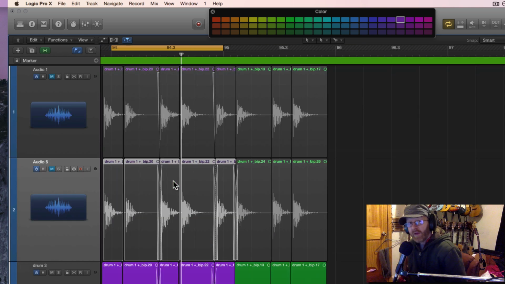A good way to think about this is each of these options evokes a different mood. The one that's perfectly on the grid is going to be very even. The one that's late is going to feel a little heavier, and it's always going to be pulling back, so it feels like it has a lot of weight to it. And the one that is a little ahead of the beat has some urgency to it. It's always going to be pushing forward, like you can't wait for the next beat to happen.